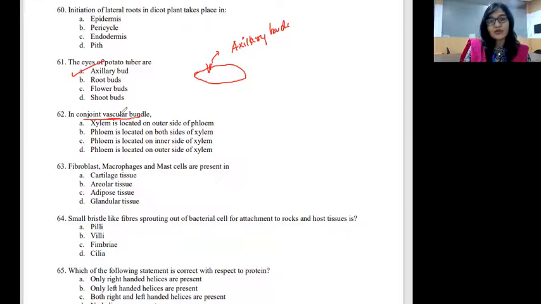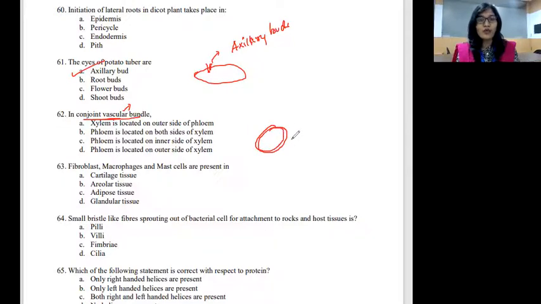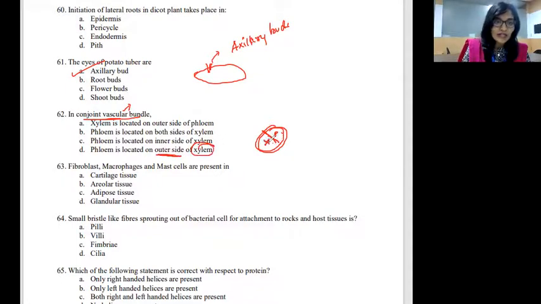Conjoint vascular bundle. There are two types of ones. So one is going to be conjoint vascular bundle. Here, vascular bundles are made up of xylem and phloem. Xylem is mainly responsible for conduction of water, and phloem is mainly responsible for conduction of food. So here, the phloem is located outside, and the xylem is located inside. So we can say the phloem is located on the outside of the xylem, right? So it's going to be option B.